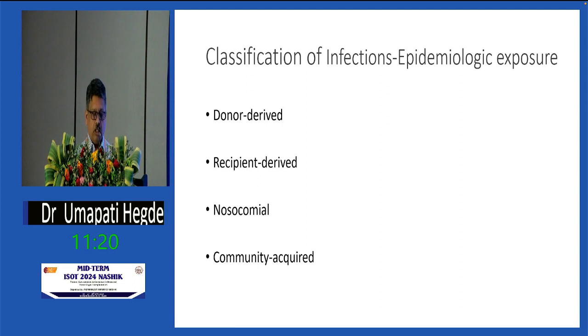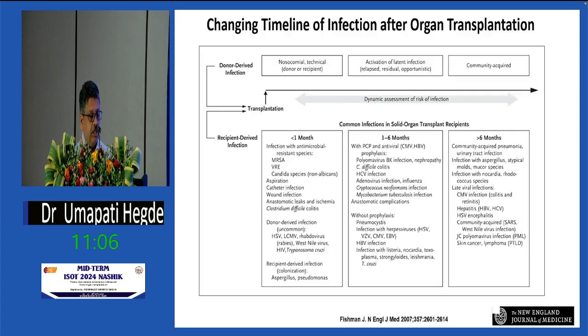So there are multiple drugs. Infection may be donor-derived or recipient-derived, nosocomial, or community-acquired, but community-acquired will be late-onset infection. More commonly it is recipient- or donor-derived, or occurs immediately after the surgery. So we all know the timetable. Earlier it was Rubin, and then Fishman, and then we also have the George timetable for India. In the early period, it is a nosocomial infection, or an infection related to antimicrobials. Early on we can have aspiration, and catheter infections are known.